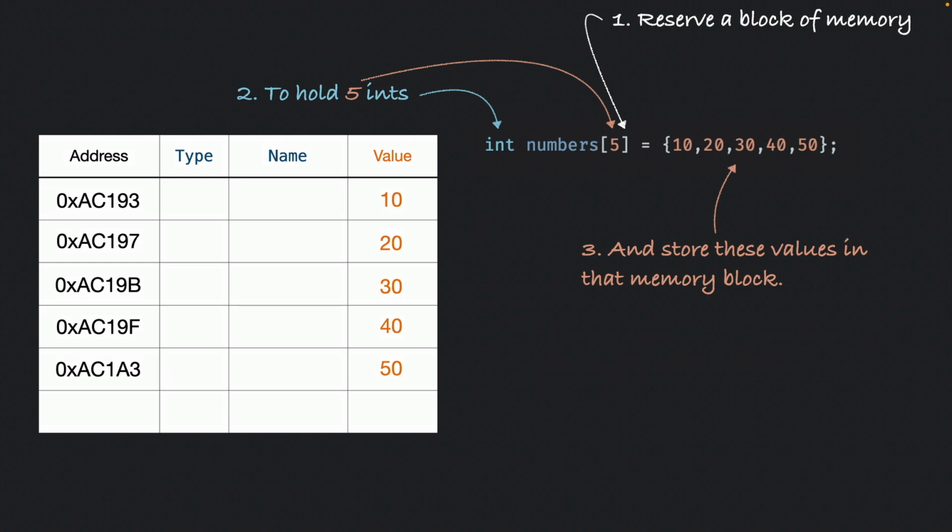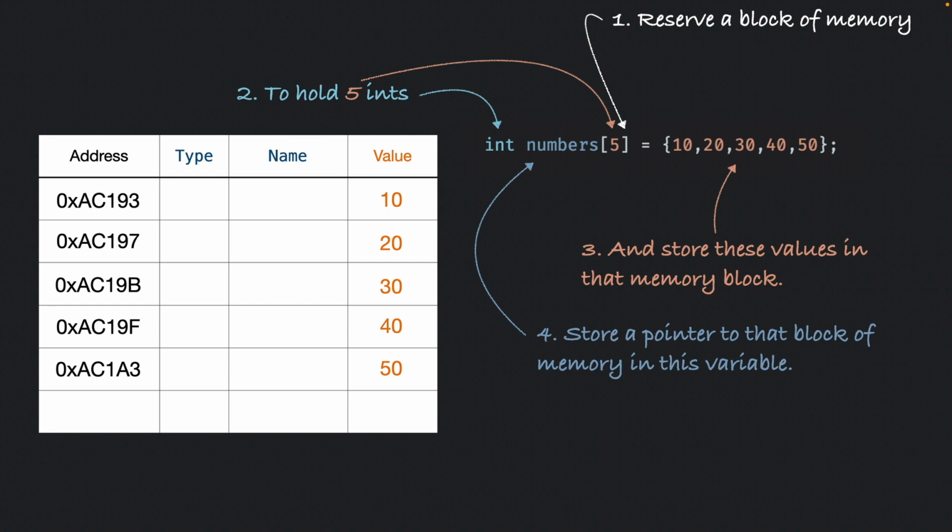So far, everything about the way we've constructed the symbol table looks similar to what we said before. But the key difference is the final step. The final step is to store a pointer to our memory block in this variable. So we've reserved a block of memory large enough to hold 5 integers, and we're going to store a pointer to the beginning of that block in the variable numbers. In order to do that, we need to create an entry in our symbol table for that pointer. The pointer is going to be an int pointer. It's going to be named numbers, and its value is going to be the address of the beginning of the space we reserved for our 5 ints.